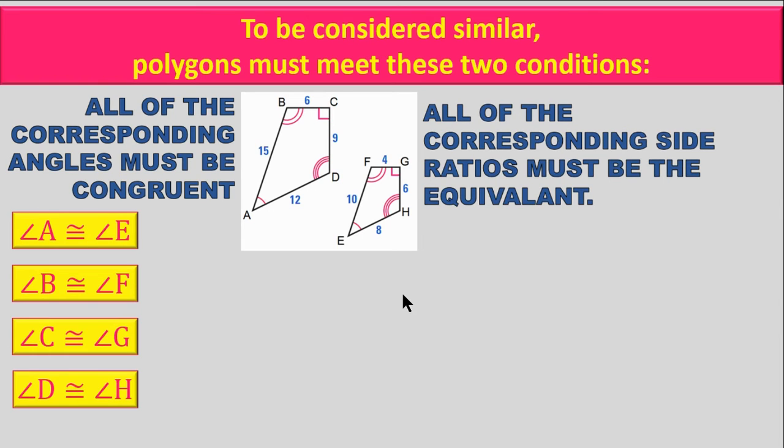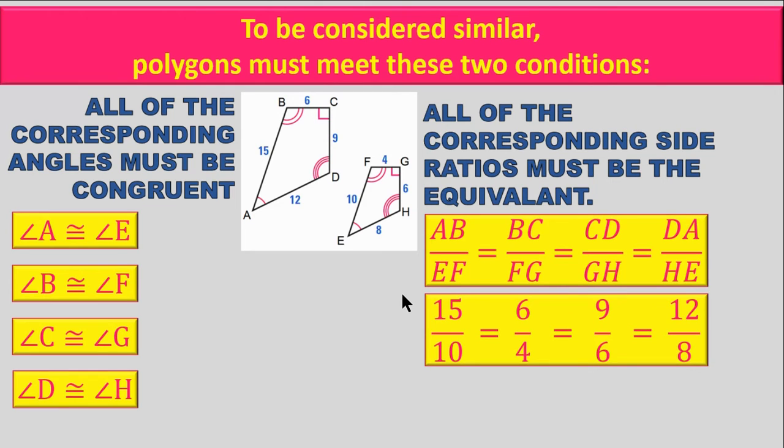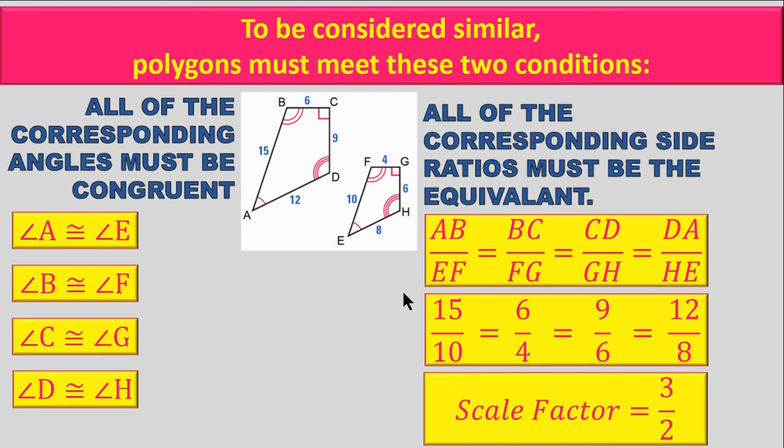The second condition is that all of the corresponding side ratios must be equivalent. So if we look at the side names, we can form four ratios or four fractions that look like the ones here. If I replace the names with the measure of each side, the fractions would look like this. And if we reduce those, they all reduce to 3/2. So the scale factor of these two similar quadrilaterals is 3/2. They are considered similar because they meet both of the conditions mentioned here.